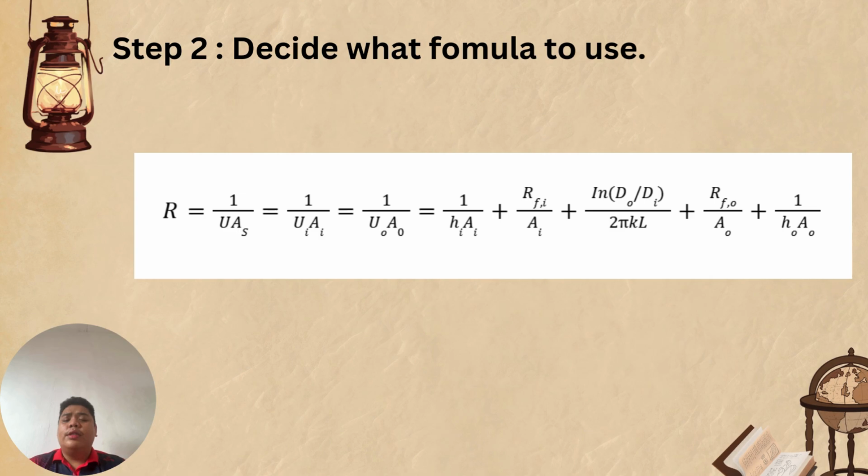For this problem, thermal resistance equals 1 divided by the overall heat transfer coefficient times the surface area, which equals 1 divided by the inner convective heat transfer coefficient times the inner area, plus the fouling factor of the inner surface divided by the inner area, plus the natural logarithm of outer diameter divided by inner diameter all over 2 pi thermal conductivity times length, plus the fouling factor of the outer surface divided by the outer area, plus 1 divided by the outer convective heat transfer coefficient times the outer area.